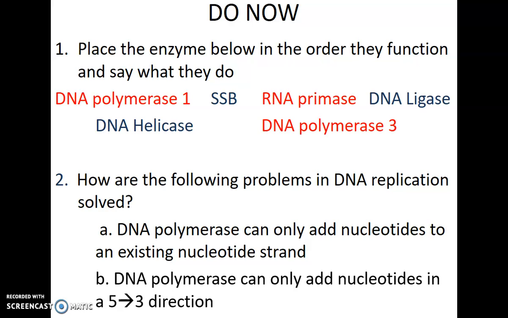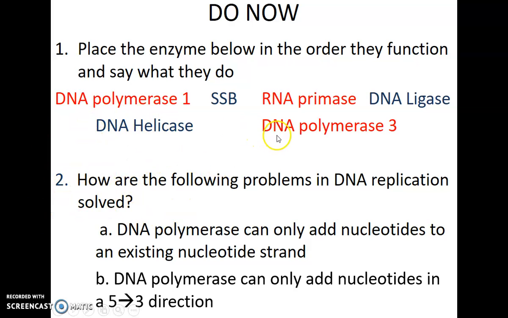Then the unwound strand is likely to close back into each other because the nitrogen bases are attracted to each other. So the single-stranded binding protein, these guys, then hold the DNA open. Now, then it is the job of RNA primase to add a short RNA primer of about 8 to 10 bases. The reason that has to happen, we'll answer down here.